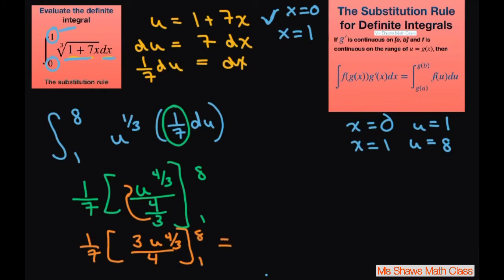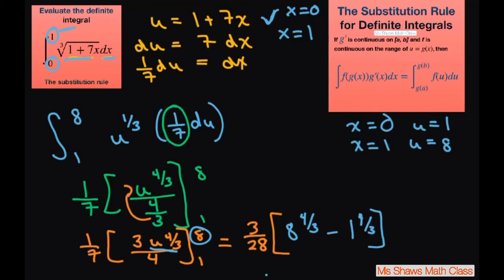And then again, let's pull out the 3/4, so that's going to be 3 divided by 28. I pulled that out, and now we're going to just evaluate the u to the 4/3. So u is going to be 8, you always start with this one: 8 to the 4/3 power minus 1 to the 4/3 power.